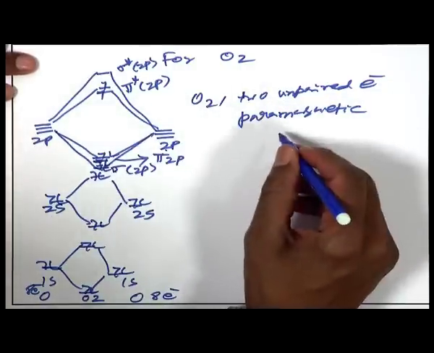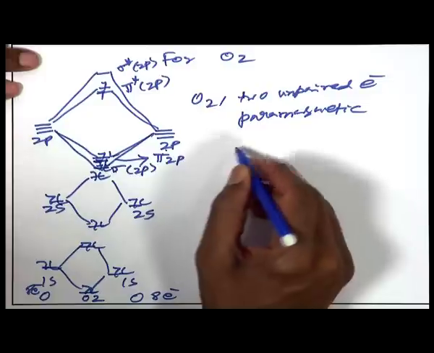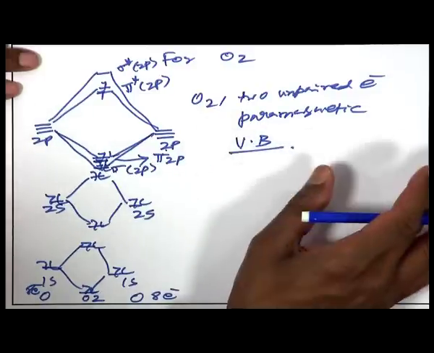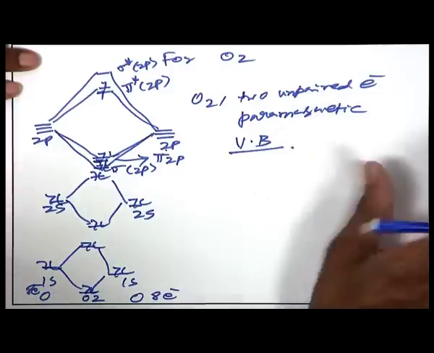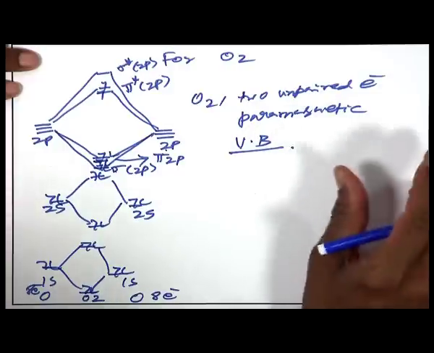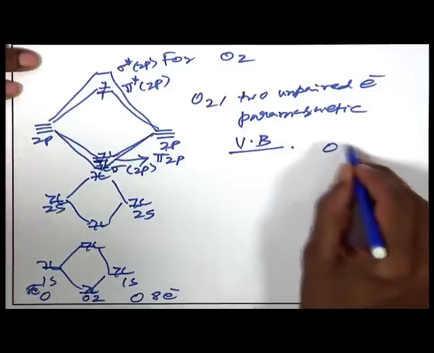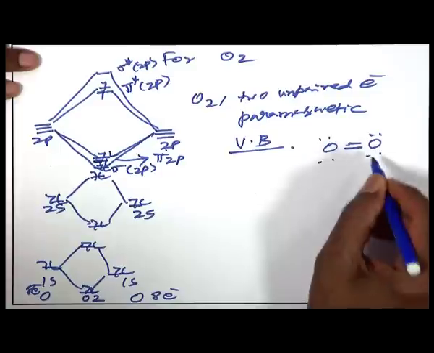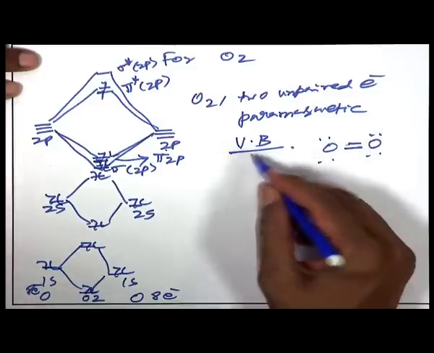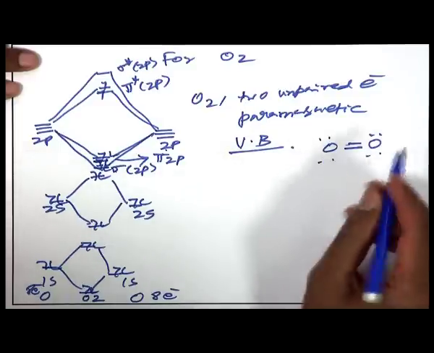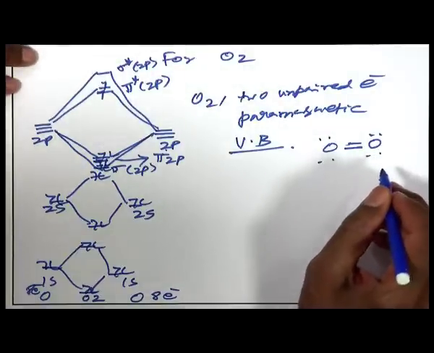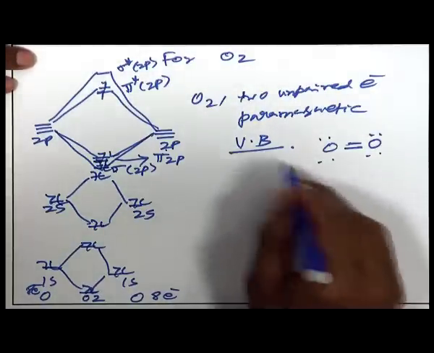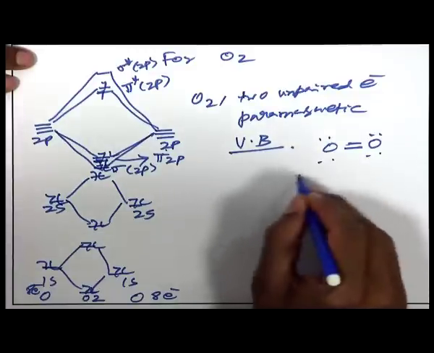Now, here I want to point out what the status is as far as valence bond theory is concerned. According to valence bond theory, electrons would be paired up. When there are 2 bonds between the 2 oxygens, that means the maximum number of electrons are paired up. So valence bond theory predicts the oxygen molecule as diamagnetic, because electrons are paired up.